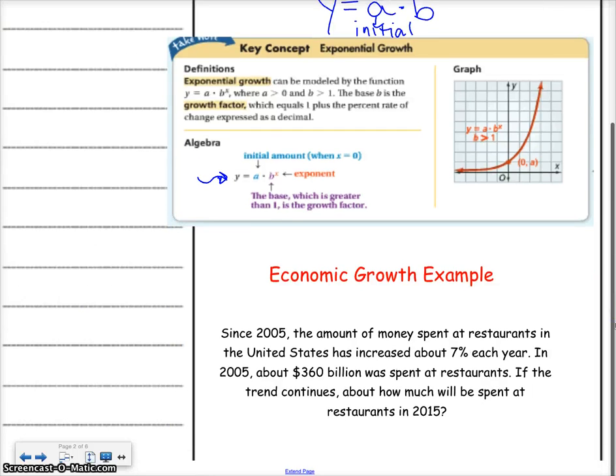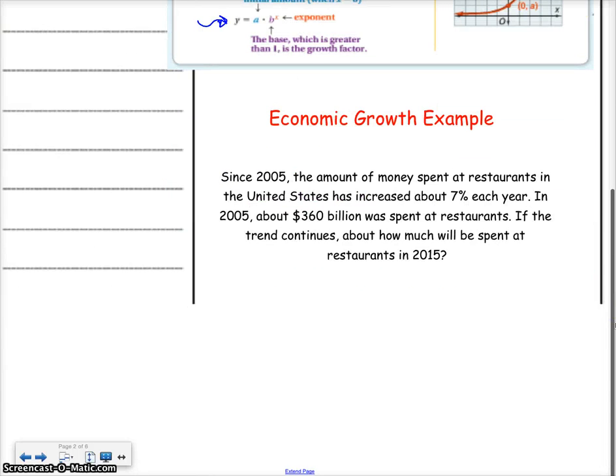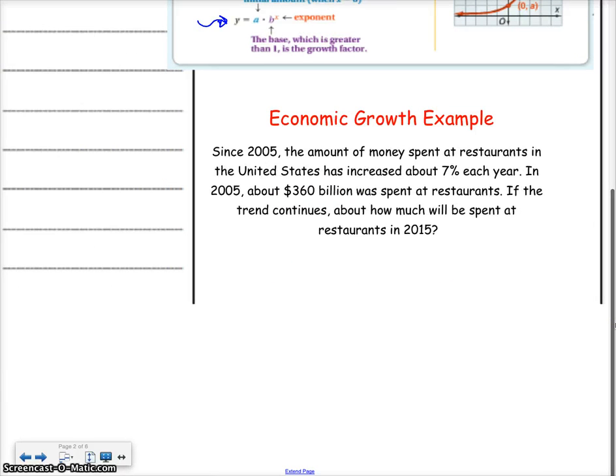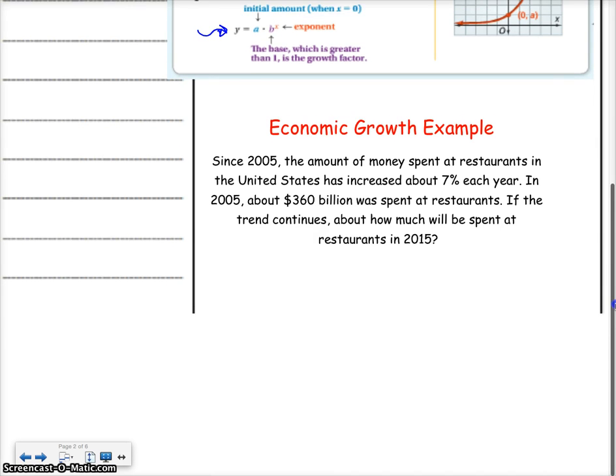Let's give it an example. Since 2005, the amount of money spent at restaurants in the United States has increased about 7% each year. In 2005, $360 billion was spent at restaurants. If this trend continues, how much will be spent at restaurants in 2015?